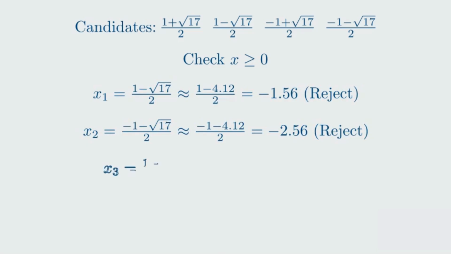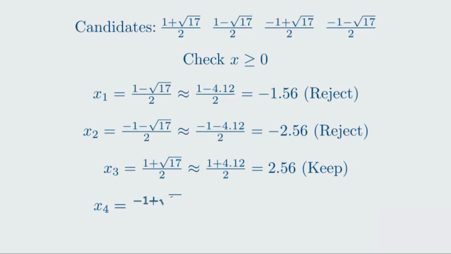Now, let's check 1 plus the square root of 17 all over 2. This is about 2.56, which is positive, so this is a valid solution. And finally, let's check negative 1 plus the square root of 17 all over 2. This is about 1.56, which is also positive. This is also a valid solution.